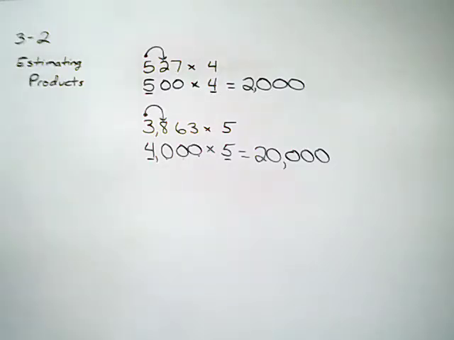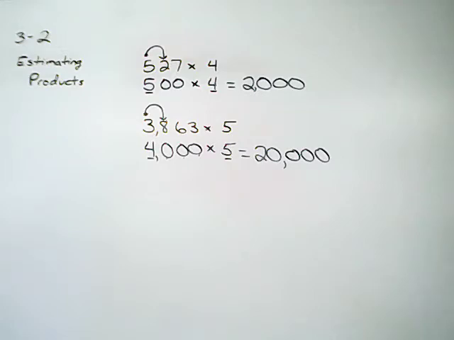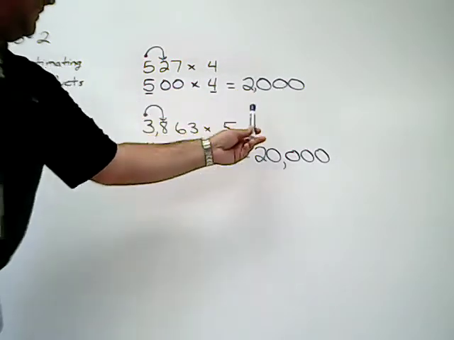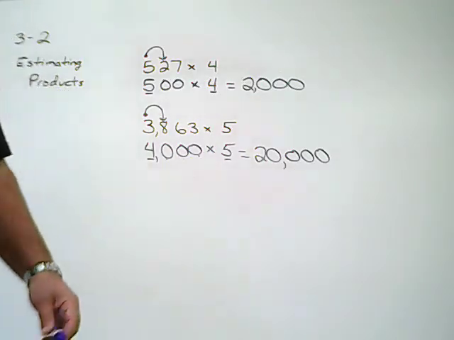This is pretty simple. The biggest thing to remember is that estimating means to round. And when you have zeros at the end of one of the factors, don't forget to tack them on to the end of your final product.